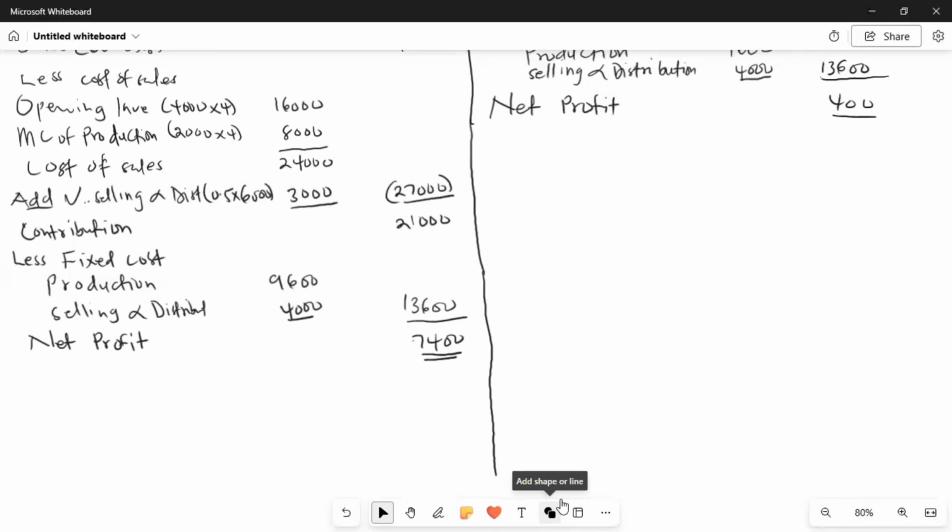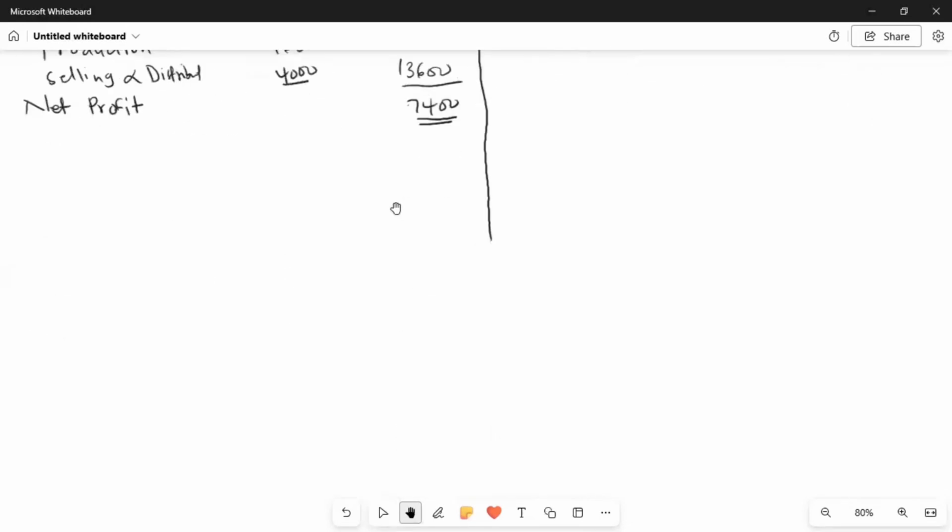If you are not able to produce exactly that unit, then it's either going to be under absorption or over absorption. There is under absorption or over absorption only under the absorption costing. There is no under absorption or over absorption under the marginal costing. In this question, you are not given the normal capacity, but you've been given the predetermined recovery rate. So we are going to use the predetermined recovery rate to find the normal capacity.